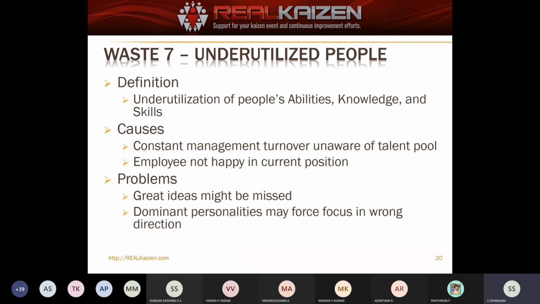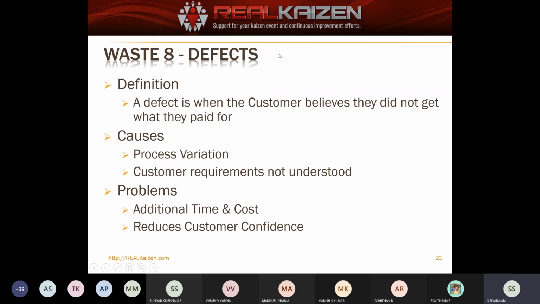Here, only around 40 to 50% of the people will work. All the others will not work. That's a government company, so that is a wastage. And finally, defects supply. Whenever there is a defect, obviously we cannot sell. If you cannot sell, that is a wastage.